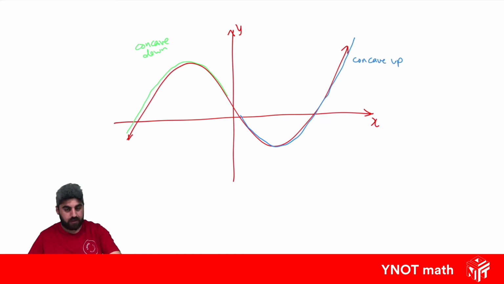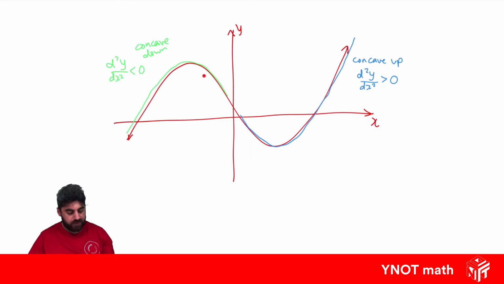And mathematically what that means is that when the curve is concave up, your second derivative will be greater than 0, so it'll be positive. Whenever it's concave down, your second derivative will be negative, or less than 0.